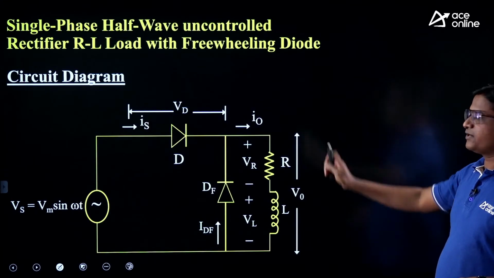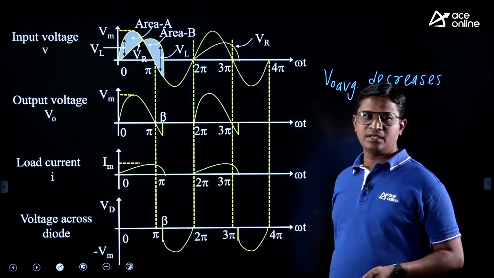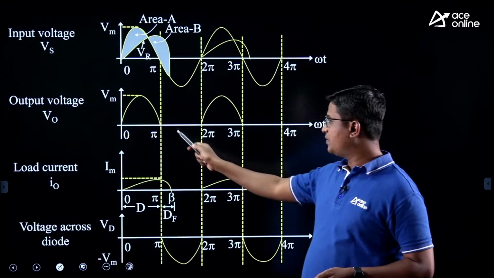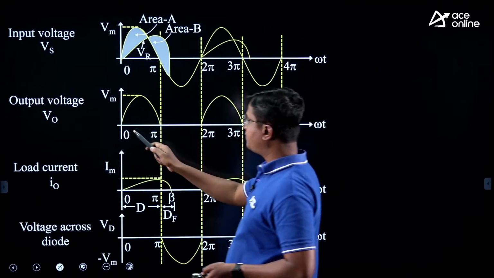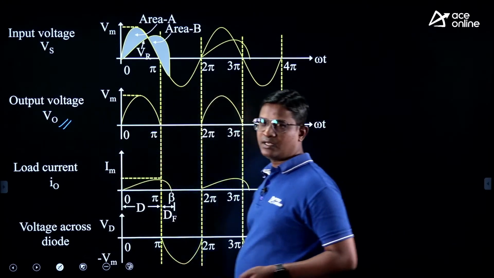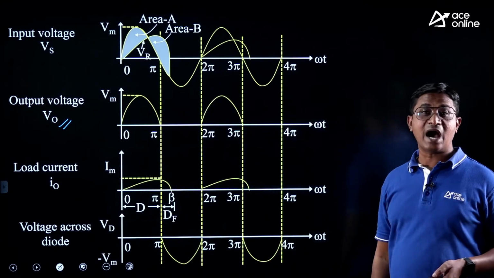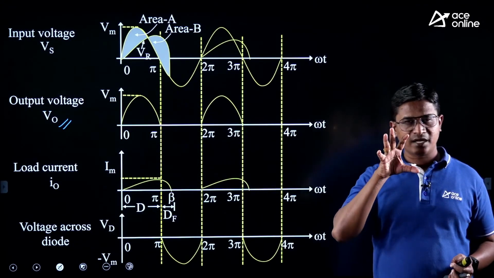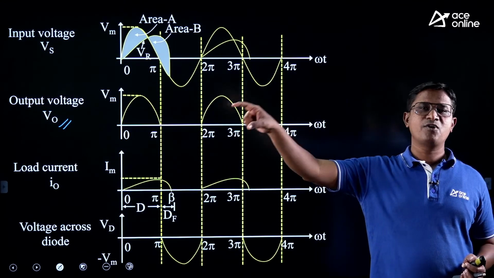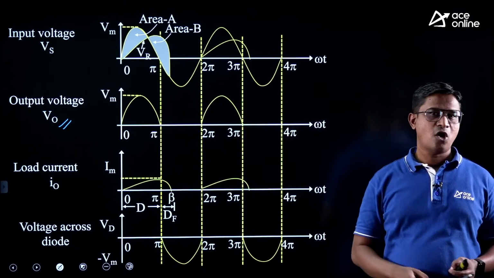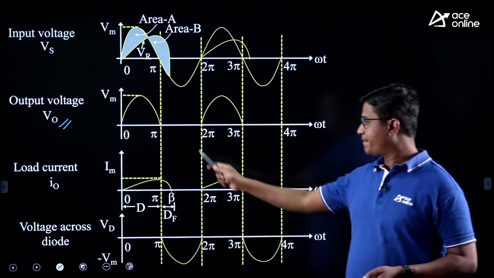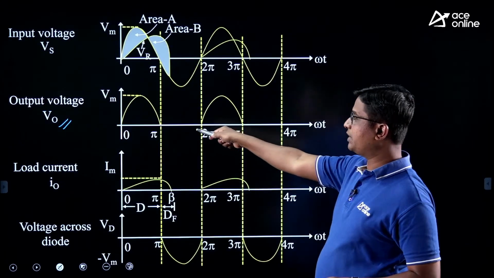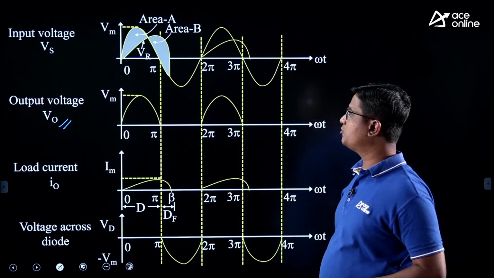Next, RL load with freewheeling diode. For RL load, we are having this waveform. If I connect a freewheeling diode, that is a diode across the load, then what happens? This negative pulse will not come here. Now you can check the RL load with freewheeling diode output voltage waveform and the resistive load, that is R load, output voltage waveform; both are the same. I am saying if a freewheeling diode is connected across RL load, then the output voltage waveform will be the same as that of your resistive load output voltage waveform. So when the freewheeling diode is connected, you will not get any negative pulse.